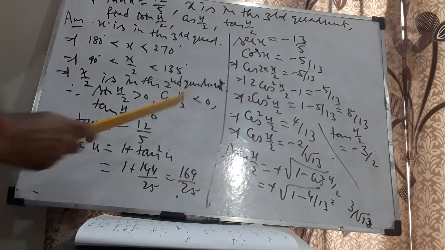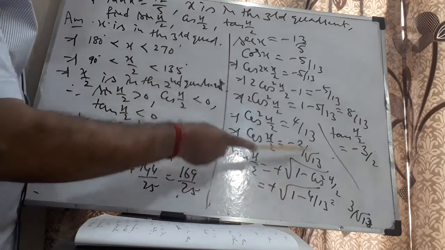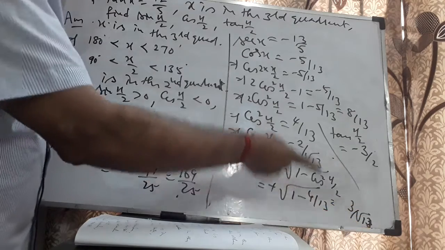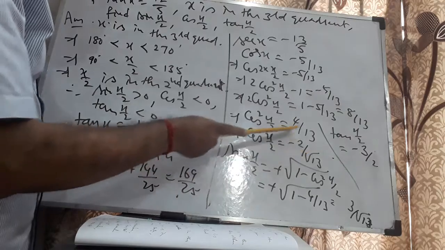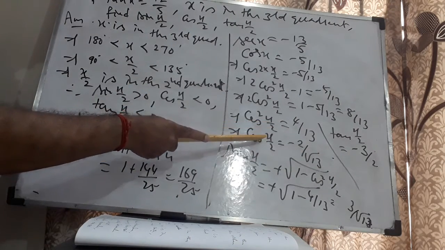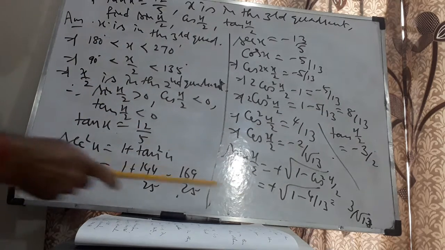For sin x by 2, I take the positive square root. It's positive in the second quadrant. Root of 1 minus 4 by 13. 13 minus 4 is 9, therefore 3 by root 13. Tan x by 2 is sin x by 2 by cos x by 2, which is reduced to minus 3 by 2. There is a negative sign here. Therefore, cos value is negative, tan value is negative, and sin is of course positive here.